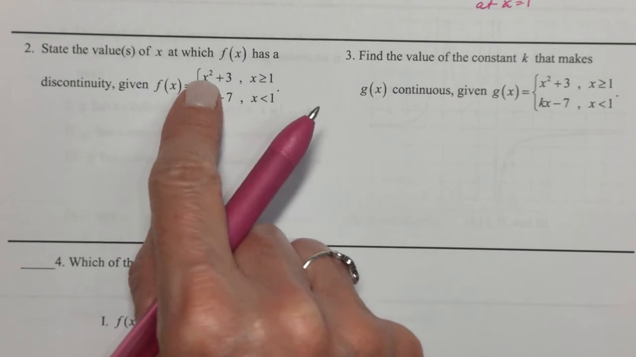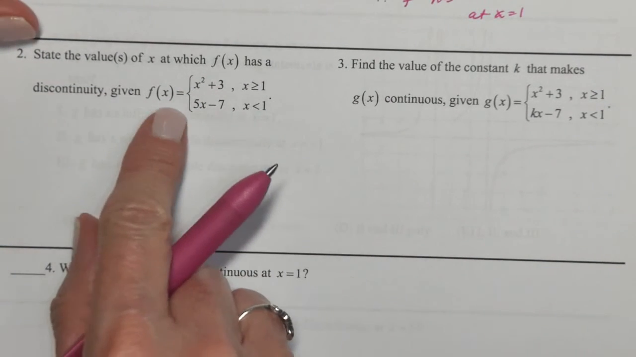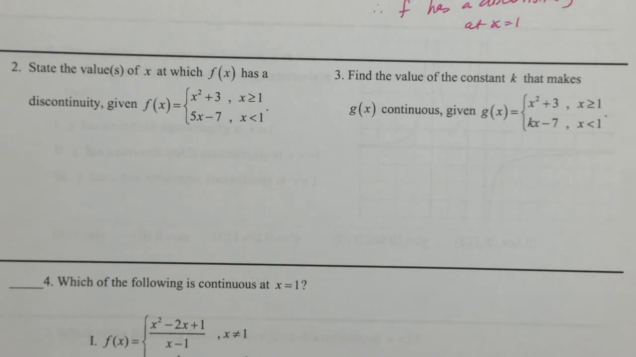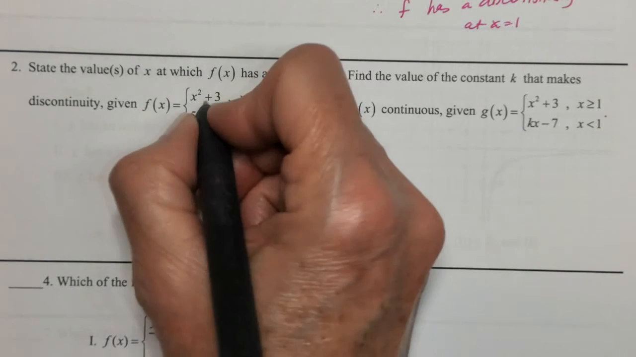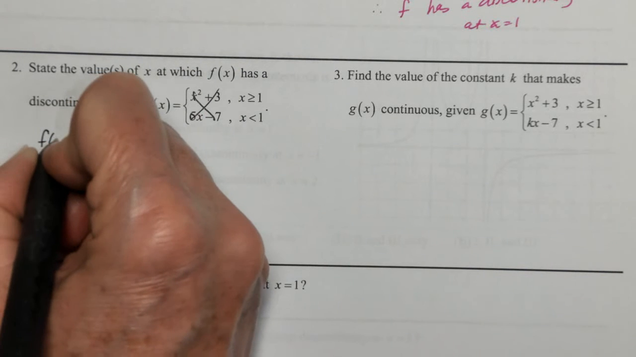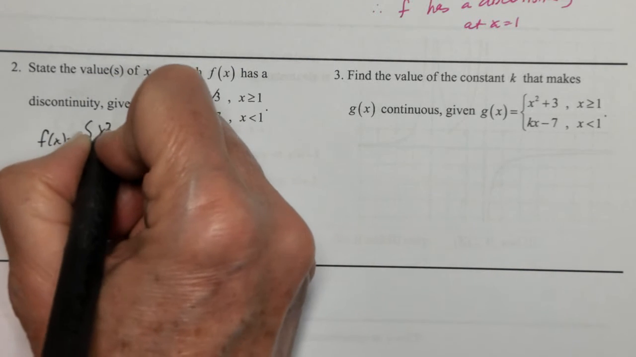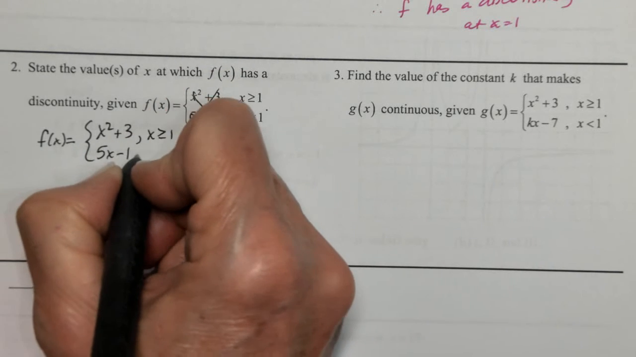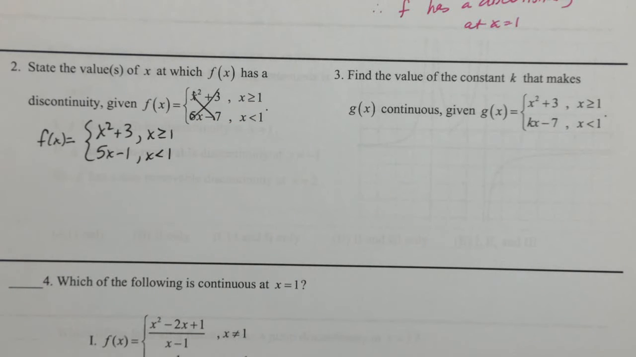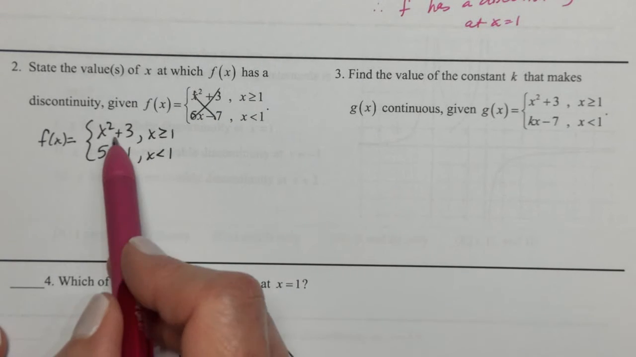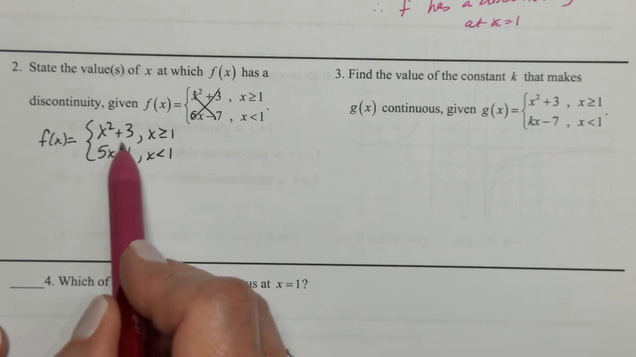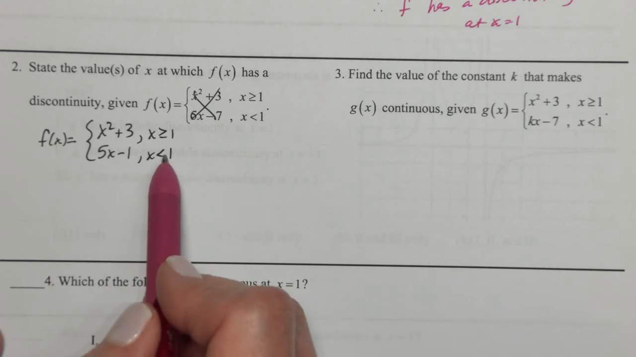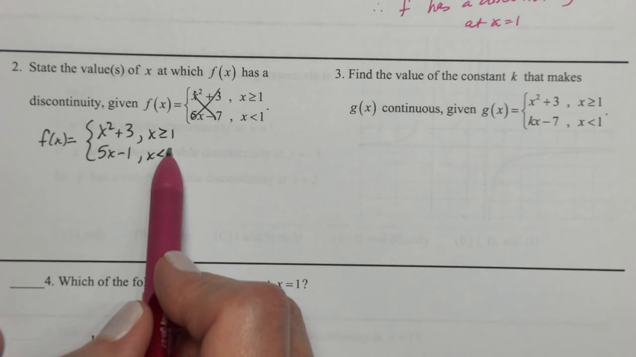State the value or values of x at which f has a discontinuity. Given this one, that's the exact same one. Okay, we're going to change this. Let's change this to f of x is equal to, we'll leave that top one, and on the bottom one, we're going to make it a 5x minus 1. Okay? So again, individually, these are each continuous by themselves. The only place that f might have a discontinuity is at the changing value in this case.